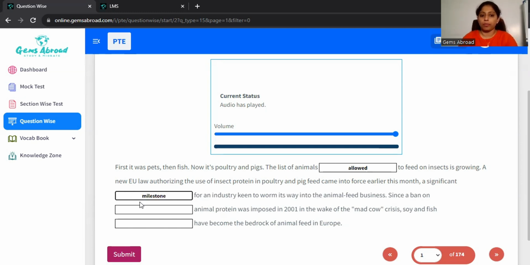So make sure you are typing the correct spelling also. Since a ban on processed.